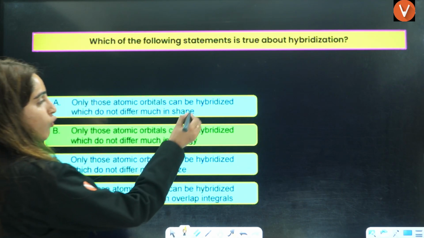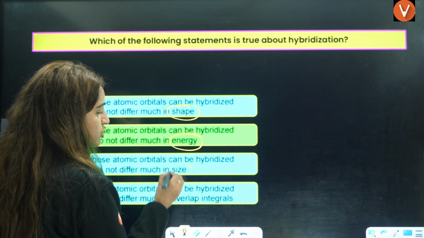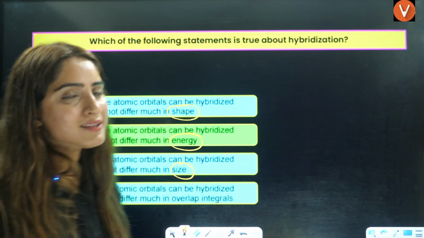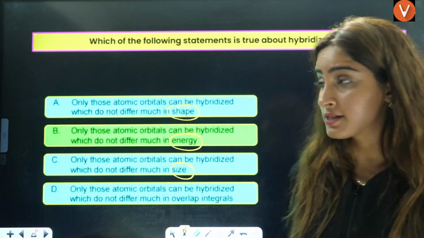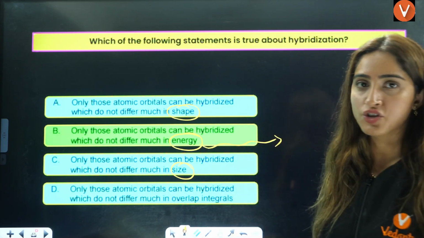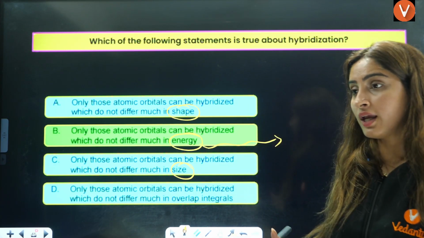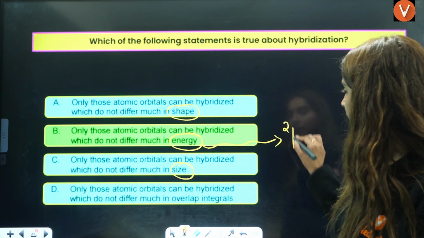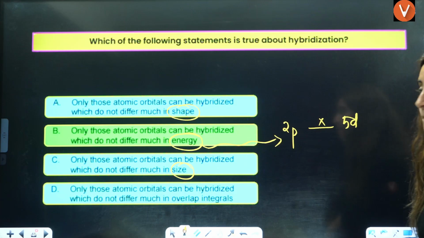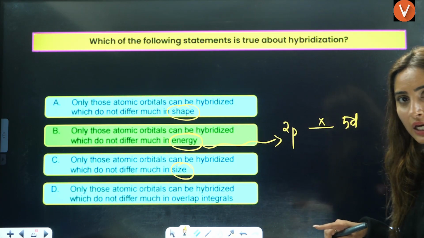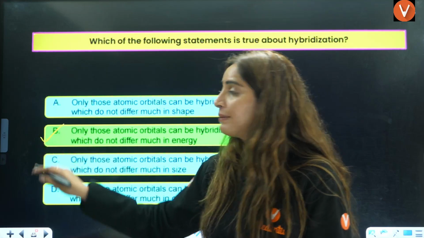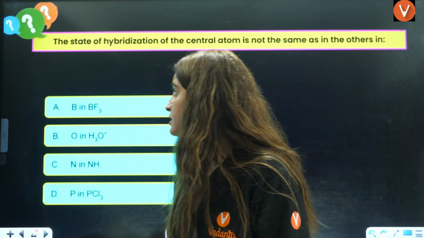Now here we have four concepts: shape, energy, size and overlap integrals. One thing is definitely all of them matter, but which matters the maximum? That is the energy. Because in energy, if you say 2p and 5d, they will not be able to overlap. Because of the energy, right, the size also differs here. So the accurate answer will be B, right?